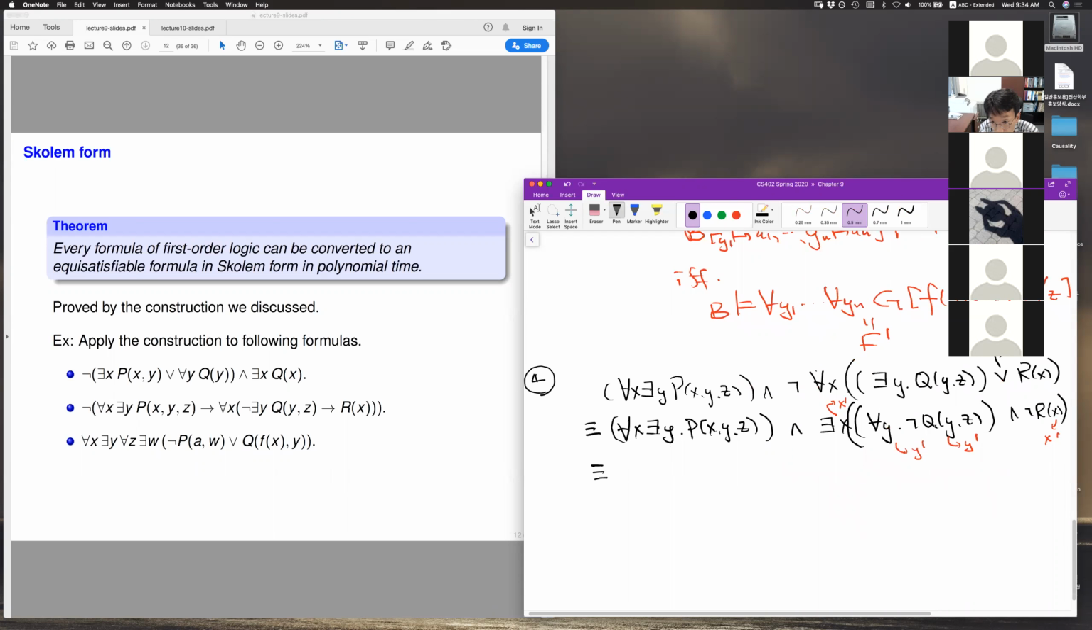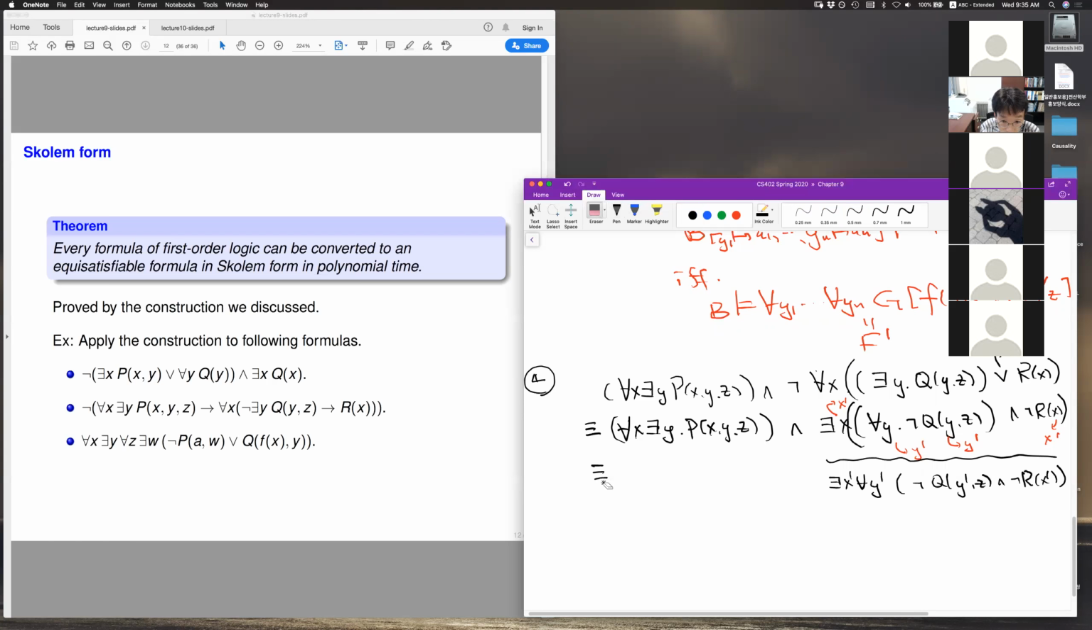So we can first take this universal quantification out. Then this part of the formula becomes exists x prime for y prime, q of y prime z, and negation of r of x prime. And then we move this formula inside this universal and existential quantification, and then take the quantification out.